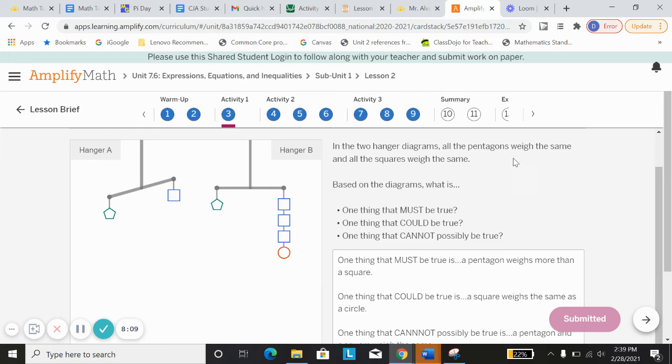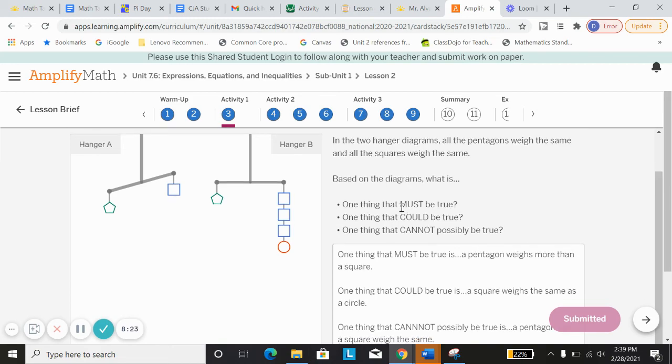It says all the pentagons weigh the same, and all the squares weigh the same. So this weighs the same as this. This weighs the same as this, weighs the same as this. So the squares all weigh whatever the same. The circles weigh something different. And based on that, what do you think must be true? Based on this, there's no numbers. What do you think must be true? What do you think could be true?